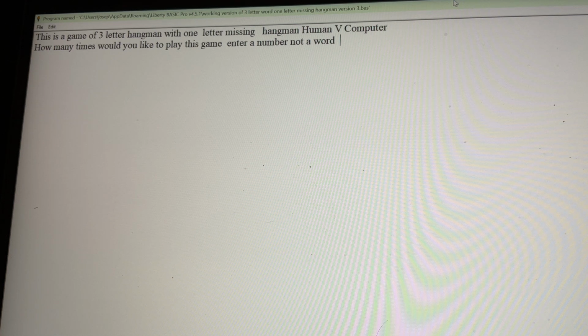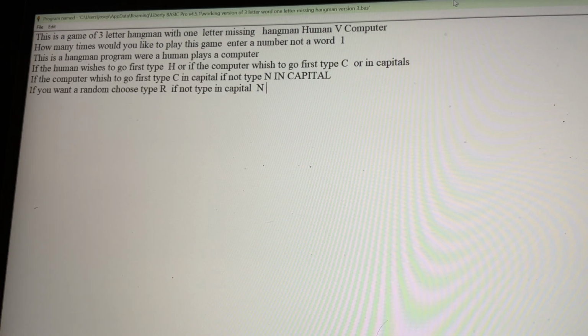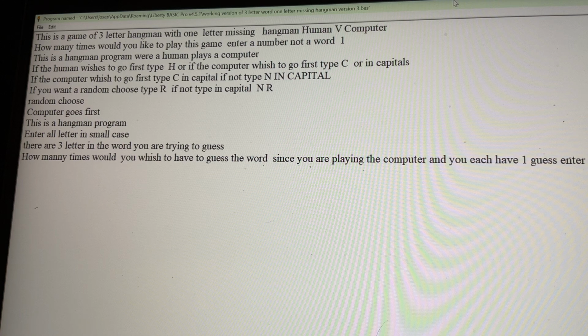I will start playing. It's asking how many times would you like to play? Okay, so I'm going to put 1 and then enter. And it's asking if you want to let the human go first, the computer go first, or random. I'm going to put random so that it's going to have a random number to decide who goes first. In other words, there's going to be a random series to decide who, the human or the computer, and enter. Okay, so the computer goes first.